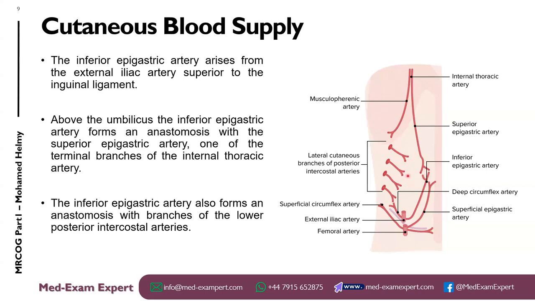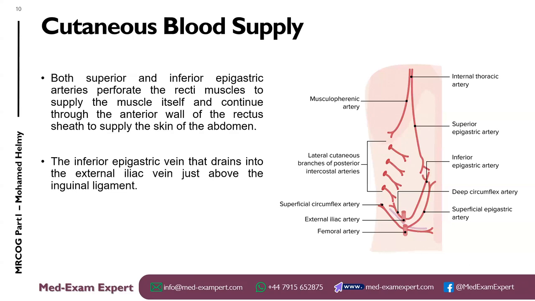So we have two anastomoses here, one between the inferior epigastric and superior epigastric, and one between the inferior epigastric and the intercostal arteries. So this is the cutaneous blood supply.